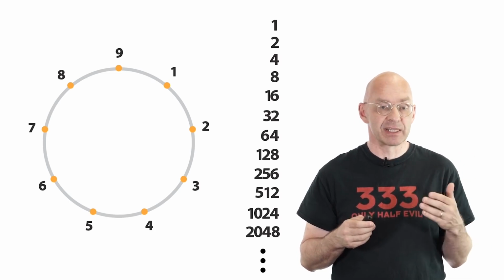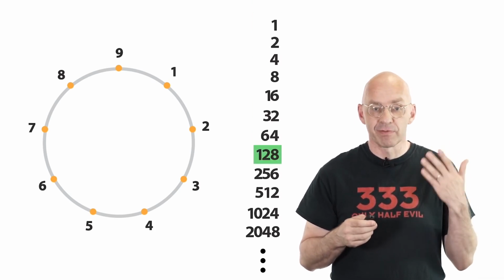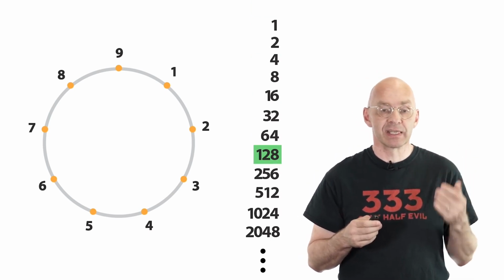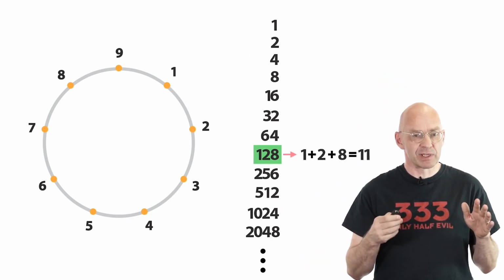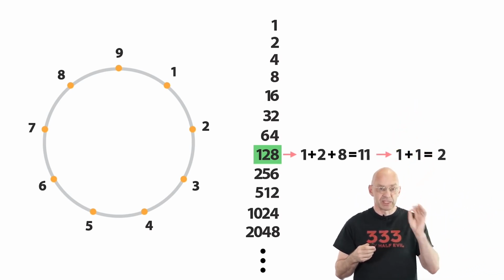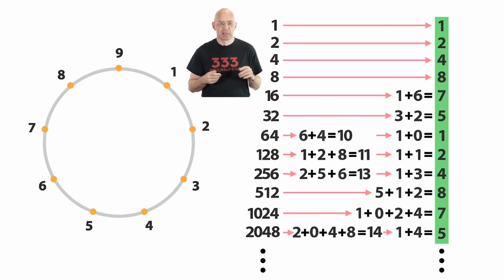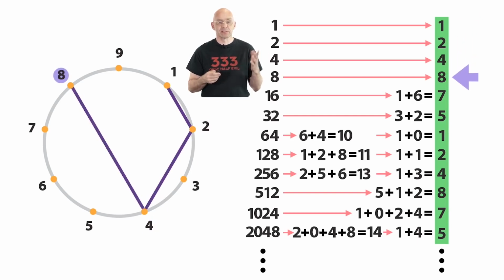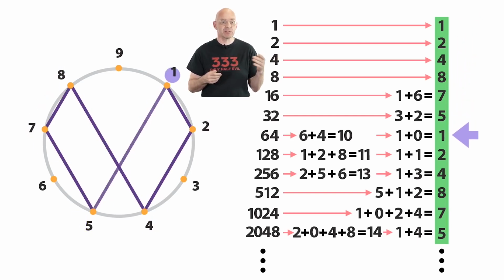For example, in the case of 128, the sum of the digits is 1 plus 2 plus 8 is 11. Now 11 is not a one-digit number yet, and so we keep on going. 1 plus 1 is 2. And so the digital root of 128 is 2. Easy, right? Now let's do this for all the numbers in our sequence. There. Let's string up those digital roots on the circle. First 1, 2, 4, 8, 7, 5, 1, 2, 4, 8, 7.